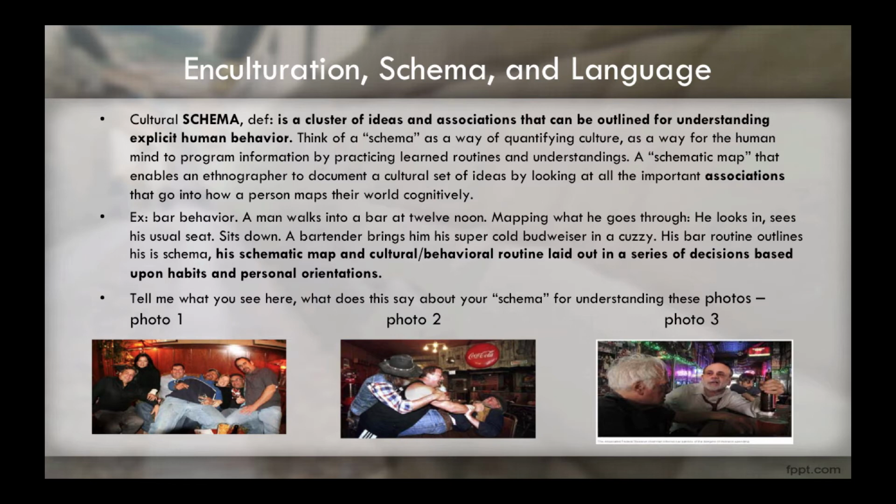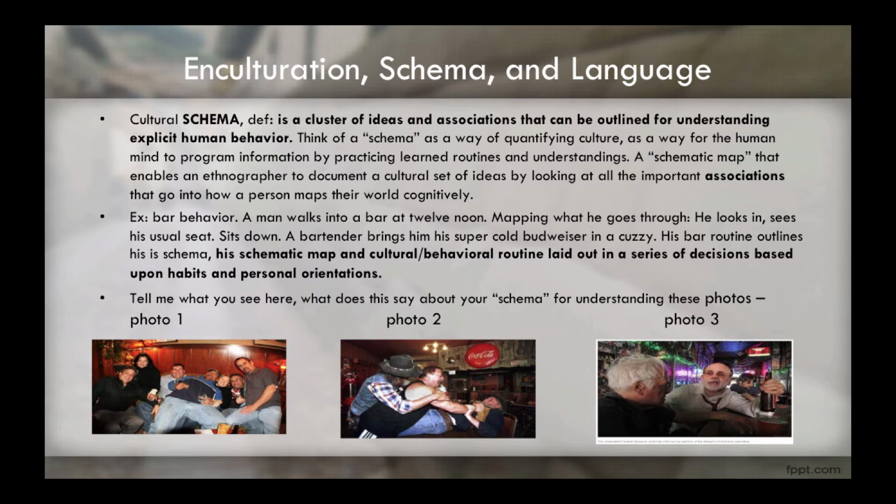For instance, I've seen this in research. A man walks into a bar at 12 noon, mapping what he goes through. He looks in, sees his usual seat, sits down. A bartender brings him his super cold Budweiser in a koozie. His bar routine outlines his schema, his schematic map and cultural behavioral routine, laid out in a series of decisions based upon habits and personal orientations.